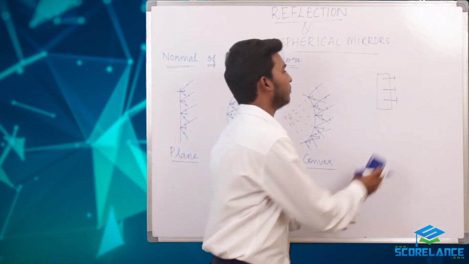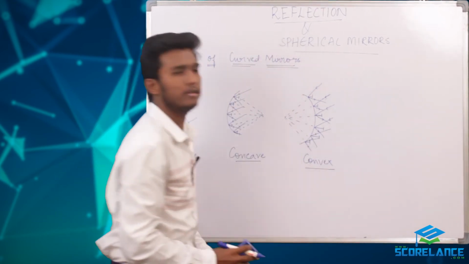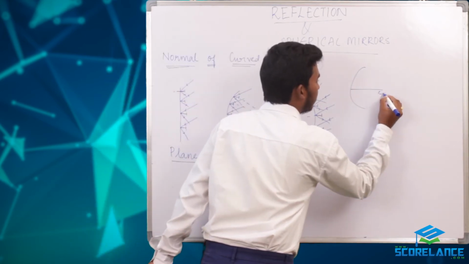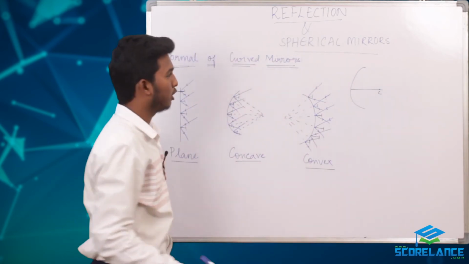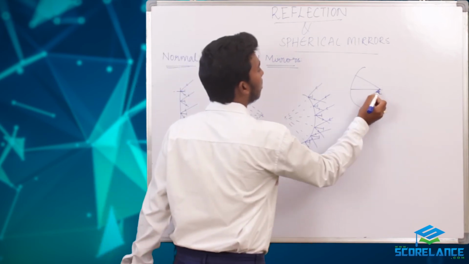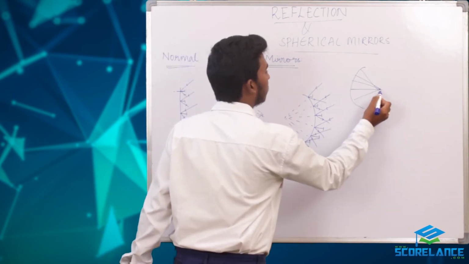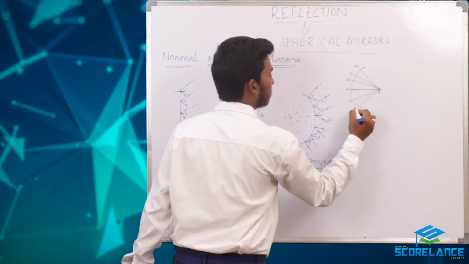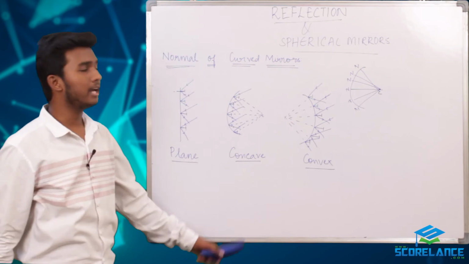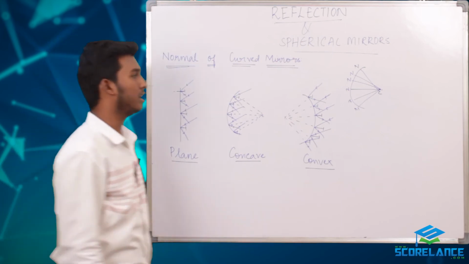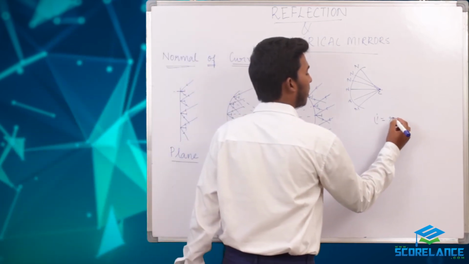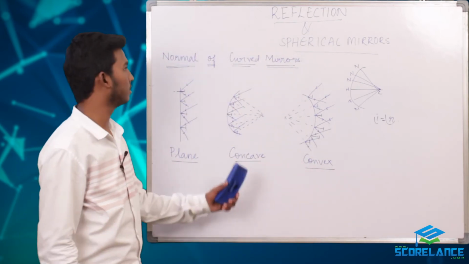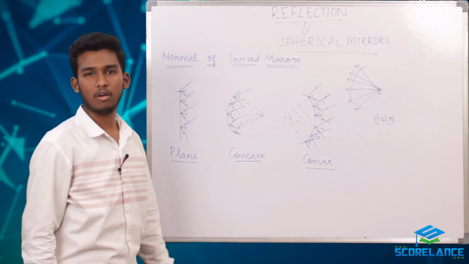Now this simply can be understood like this: from the center, if you drop any line onto the curvature, they are normals. And the light follows the laws of reflection, that angle i equals angle r. Hope you have understood what the normals to the curved mirrors, concave and convex, are.